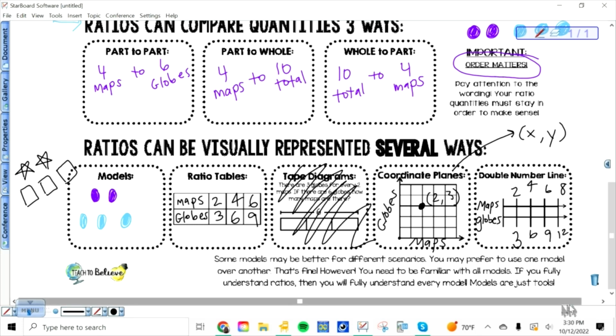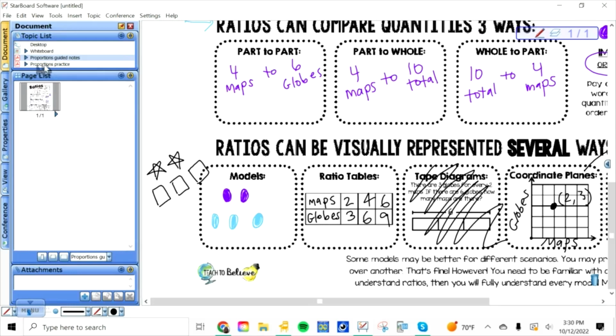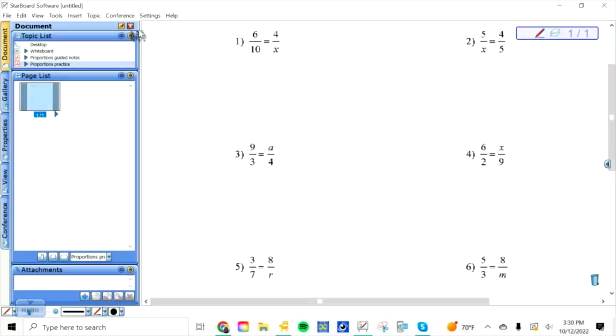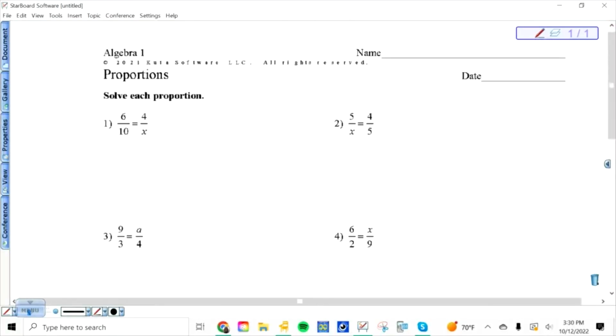Cool? It's okay? Let's flip over to the other side. And I'm going to do 4 of these problems with you. And then we'll go outside and finish up the rest.